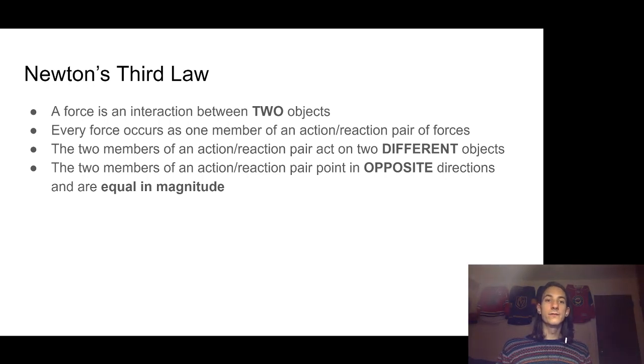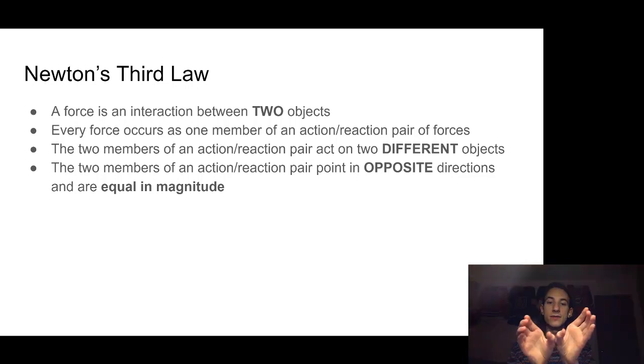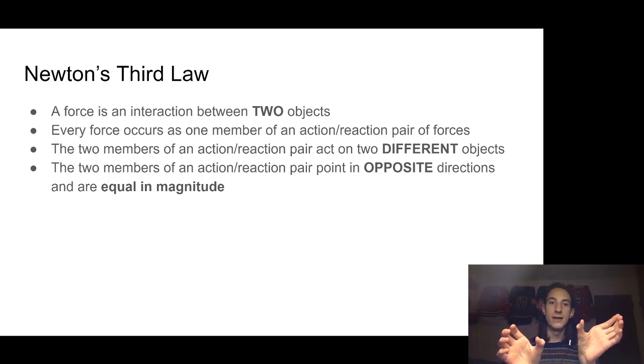And then we're saying every force occurs as one member of an action-reaction pair of forces. This is kind of like the technical definition. So two members of an action-reaction pair act on two different objects. Two members of an action-reaction pair point in opposite directions and are equal in magnitude. So the most common way that people talk about the third law is they say, oh, equal and opposite forces. So really what we want to think about is this interaction between two objects. We have this force on one object caused by this object. I'll call this object 1, this object 2. We have a force on object 2 from object 1, and then a force on object 1 from object 2.